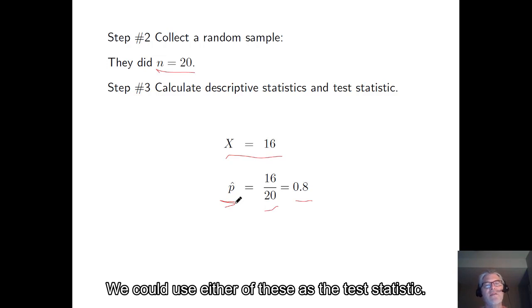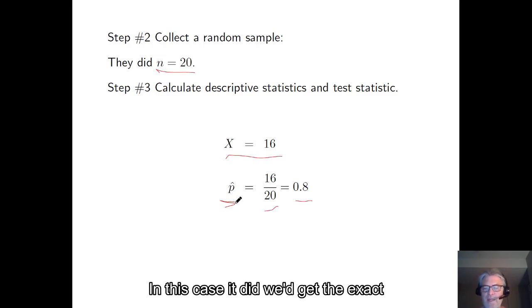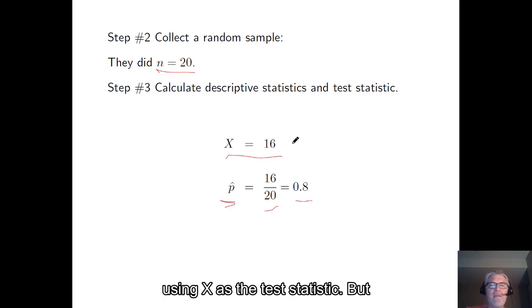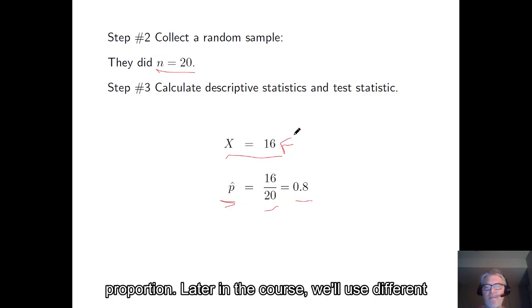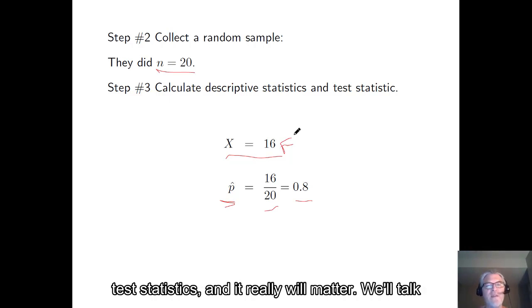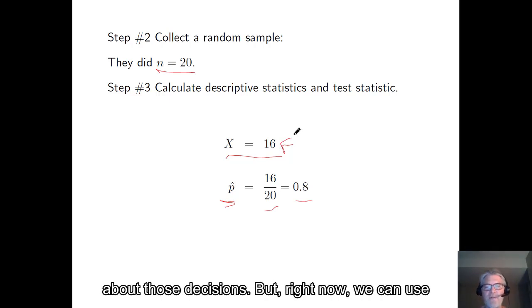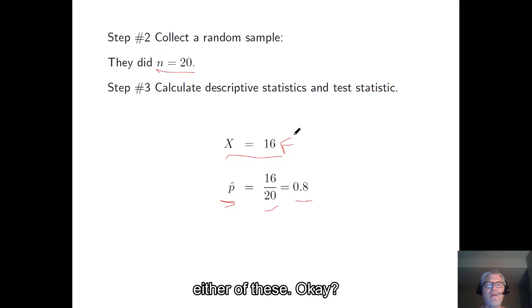We could use either of these as the test statistic in this case, and we'd get the exact same results. So we're going to focus on using X as the test statistic, but we could actually do this in terms of the proportion. Later in the course, we'll use different test statistics, and it really will matter, and we'll talk about those decisions. But right now, we can use either of these.